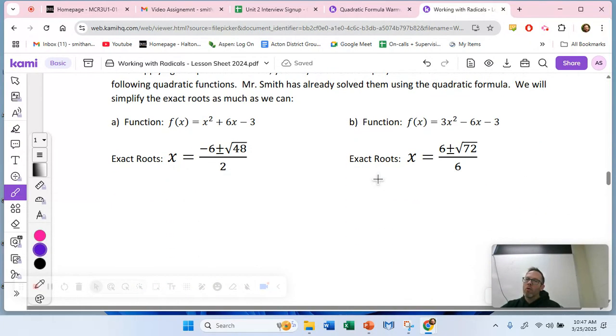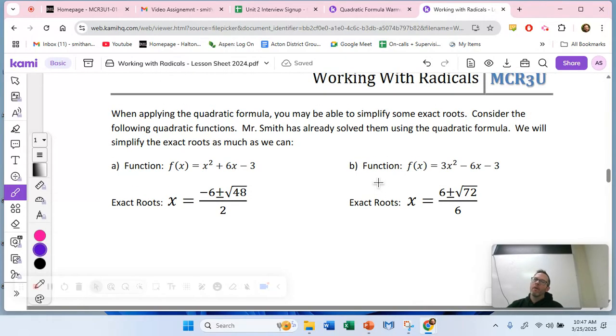Let's continue. I want to apply what we've just learned to the quadratic formula. So, going a bit above and beyond. You guys can just take my word for it. When you take this function, x squared plus 6x minus 3, negative b is negative 6, 2a is 2, and if you calculate the discriminant, you get 48.